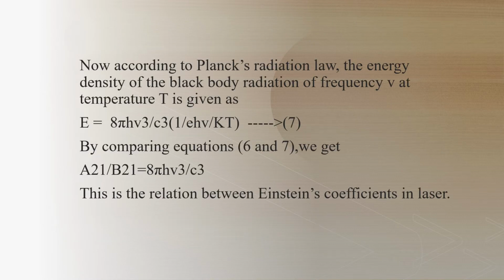Now, according to Planck's radiation law, the energy density of the black body radiation of frequency ν at temperature T is given as E equal to 8π hν³ by c³ of 1 by (e power hν by KT minus 1). This is known as the seventh equation. By comparing equations 6 and 7, we get A21 by B21 equal to 8π hν³ by c³. This is the relation between Einstein's coefficients in laser.